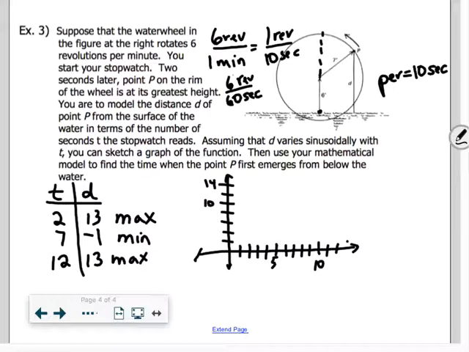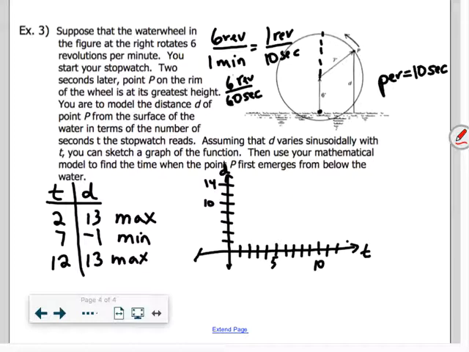So I've got time on the x-axis, and I'm going to do distance on the y-axis. On the x-axis, I have room to go by 1s, but how I sketched this, I didn't have enough room to go by 1s on my y-axis. So I'm going to just adjust it to going by 2s. So let's graph it.